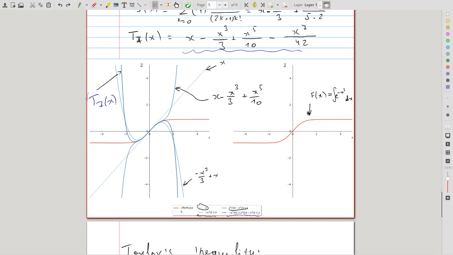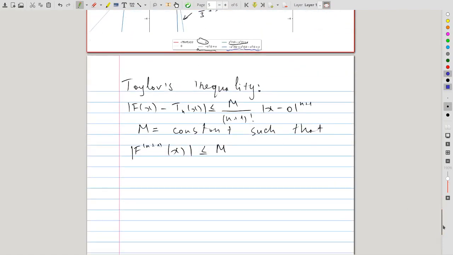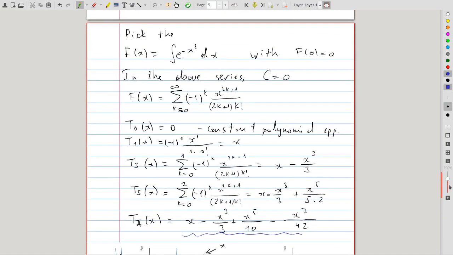But even from these graphs, you can see that the higher the power of the polynomial, the closer your polynomial follows the red graph of the function. And so I will stop here. I will leave the explicit computations to you as an exercise.